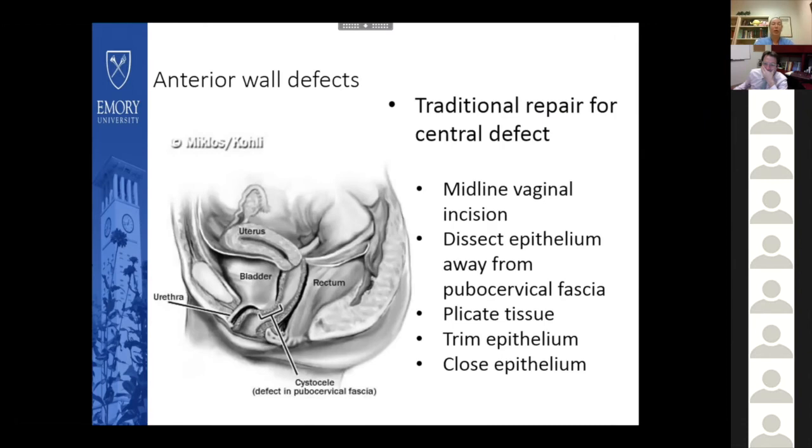So let's start with your traditional anterior wall. So this is the cystocele. You would make a midline vaginal incision into the epithelium.